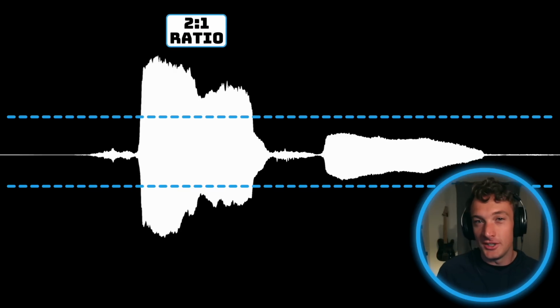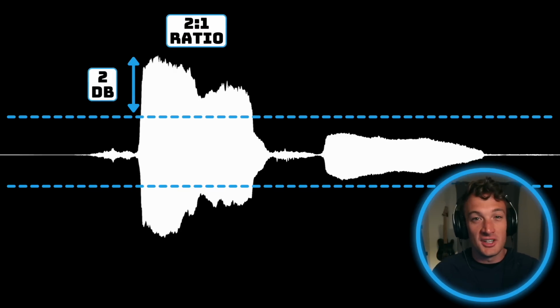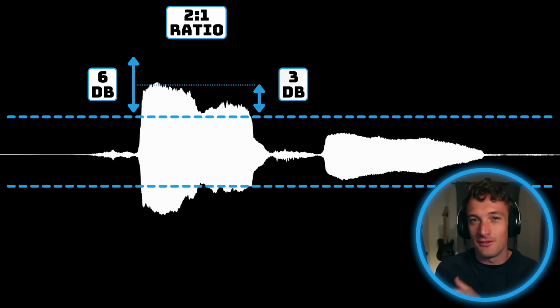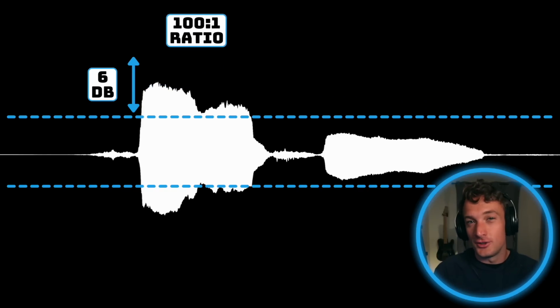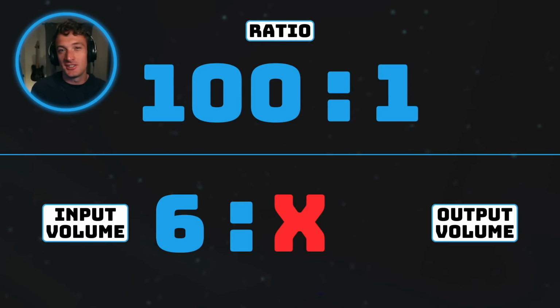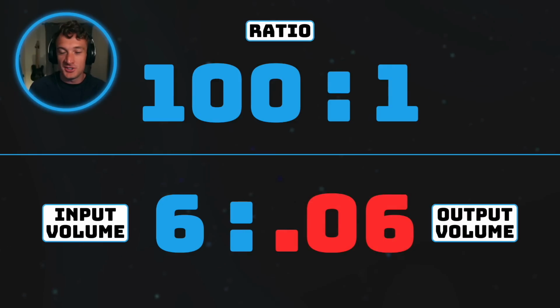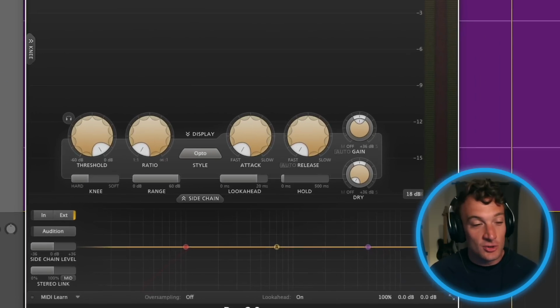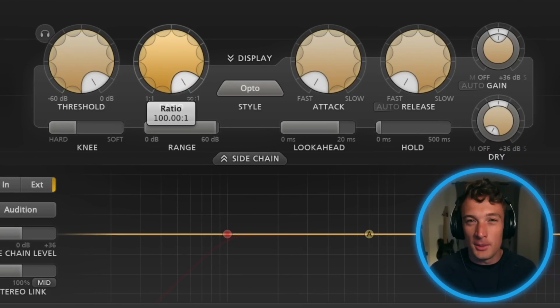So a 2-to-1 ratio means that for every 2 decibels a sound goes above this line, it's going to give you 1 decibel of output. So realistically, if our sound is 6 decibels over the line, it's going to give you 3 decibels of output. And if our ratio is 100-to-1, it's going to turn down almost everything above the line. If your sound is still 6 decibels above the line, with a 100-to-1 ratio, you would get 0.06 decibels of output. It's a simple math equation. You're just solving for X. You can do this with any ratio. So let's crank up the ratio all the way for the purposes of this video.